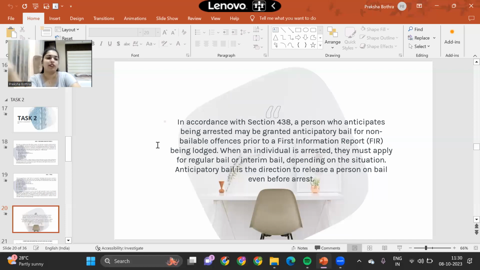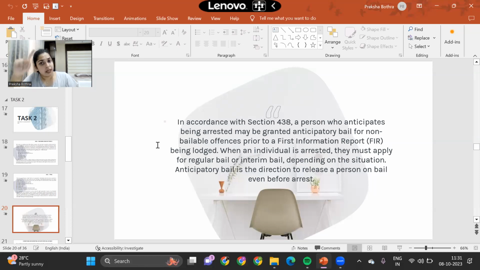Section 438 basically talks about what an anticipatory bail is. In accordance with section 438, a person who anticipates being arrested may be granted anticipatory bail for non-bailable offenses prior to an FIR being filed. Once an FIR is filed, you cannot apply for anticipatory bail. So this is before anything, before even the information has gone to the police. So here's the catch: once a complaint is filed, you can still apply for anticipatory bail, but if the formal FIR is lodged, you cannot file for anticipatory bail.